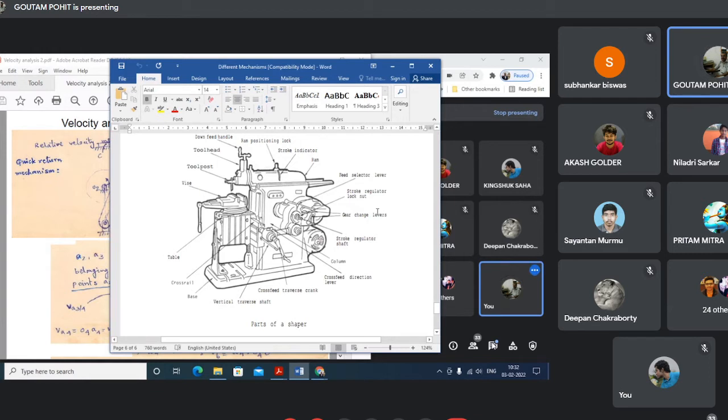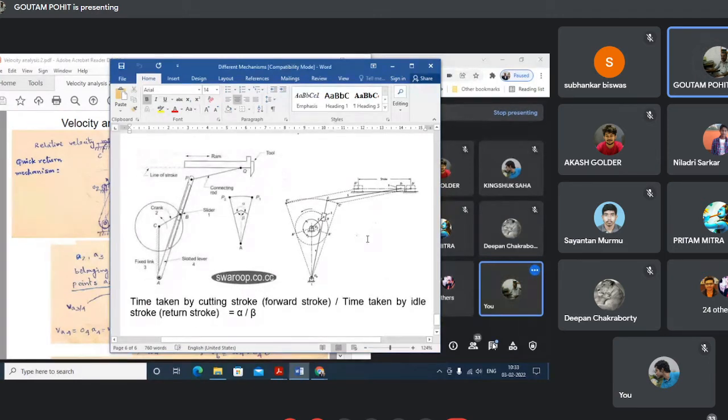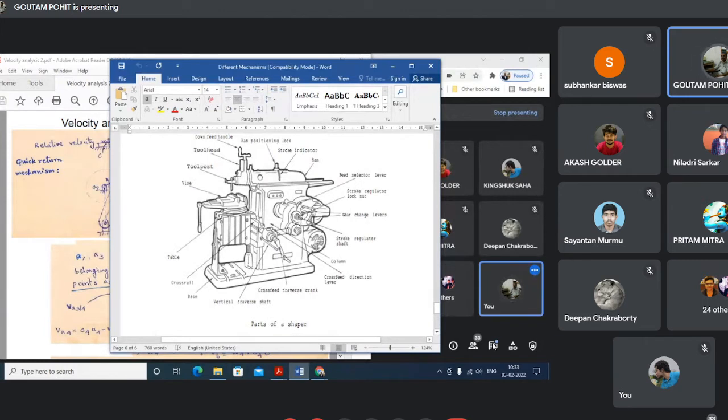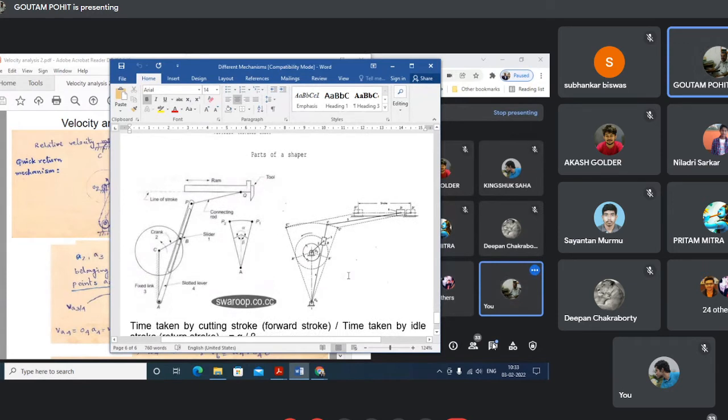How do we do it? We do it with the help of a quick return mechanism. Why is it called a quick return mechanism? Because the return stroke is quicker than the forward one. Now what is a quick return mechanism? This is a quick return mechanism. This portion is inside this one and is not shown here. Sometimes we do it with the help of a gear, sometimes with the help of a linkage mechanism.